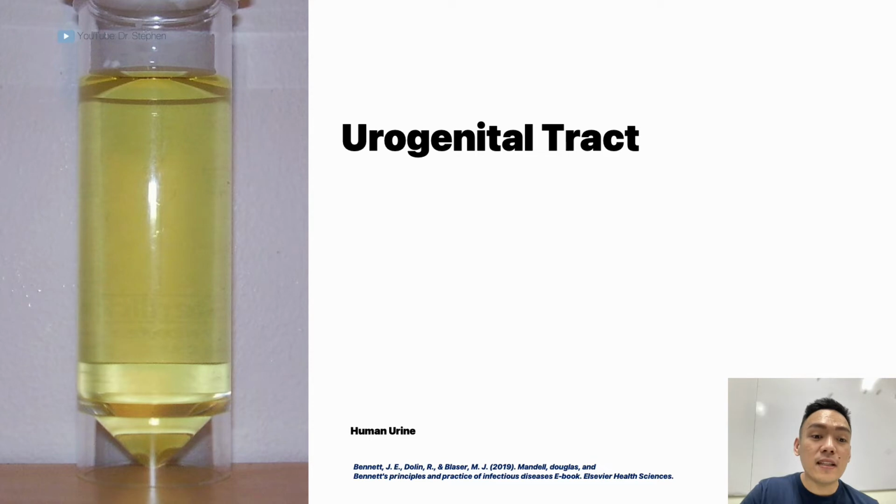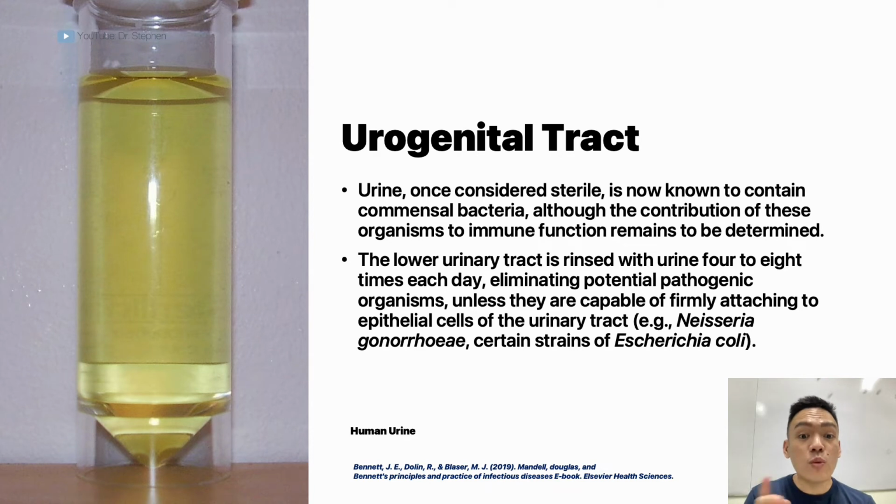In your genital tract, what you see on the left is human urine, and urine was once considered sterile and is now known to contain commensal bacteria. Although the contribution of these organisms to immune functions remains to be determined, the lower urinary tract is rinsed with urine 4 to 8 times a day, eliminating potential pathogenic organisms unless they are capable of firmly attaching to the epithelial cells of the urinary tract. In these cases, these pathogenic organisms are Neisseria gonorrhoeae and certain strains of E. coli.